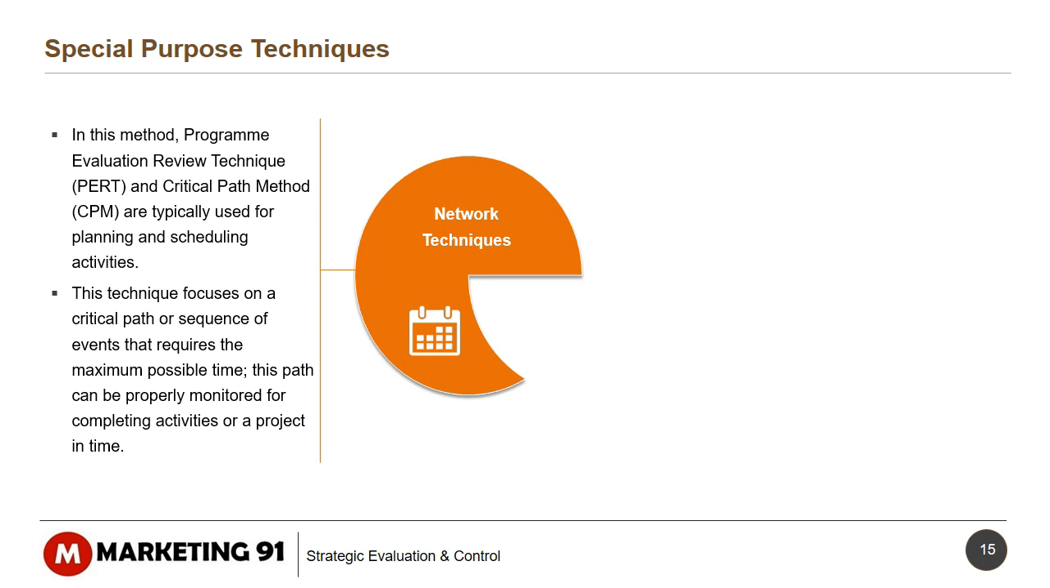Network techniques. In this method, Program Evaluation Review Technique or PERT and Critical Path Method or CPM are typically used for planning and scheduling activities. This technique focuses on a critical path or sequence of events that requires the maximum possible time. This path can be properly monitored for completing activities or a project in time.